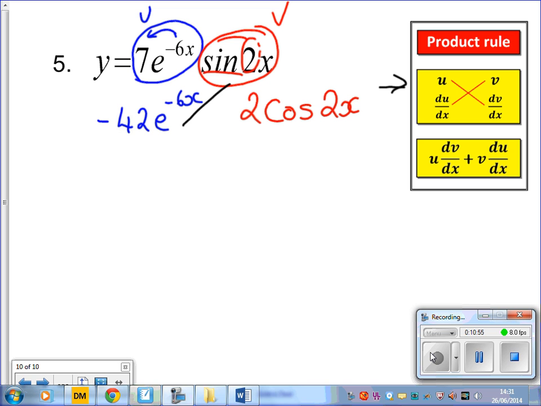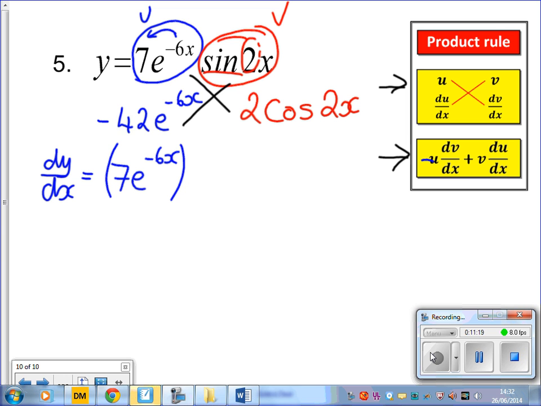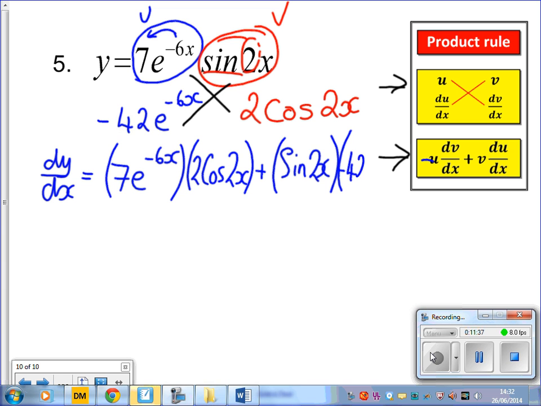Follow the pattern that you're given here and substitute it in here. dy dx equals u, which was 7e to the minus 6x, times by dv dx, 2 cos 2x, plus v, sine 2x, times by du dx, times by minus 42e to the minus 6x.